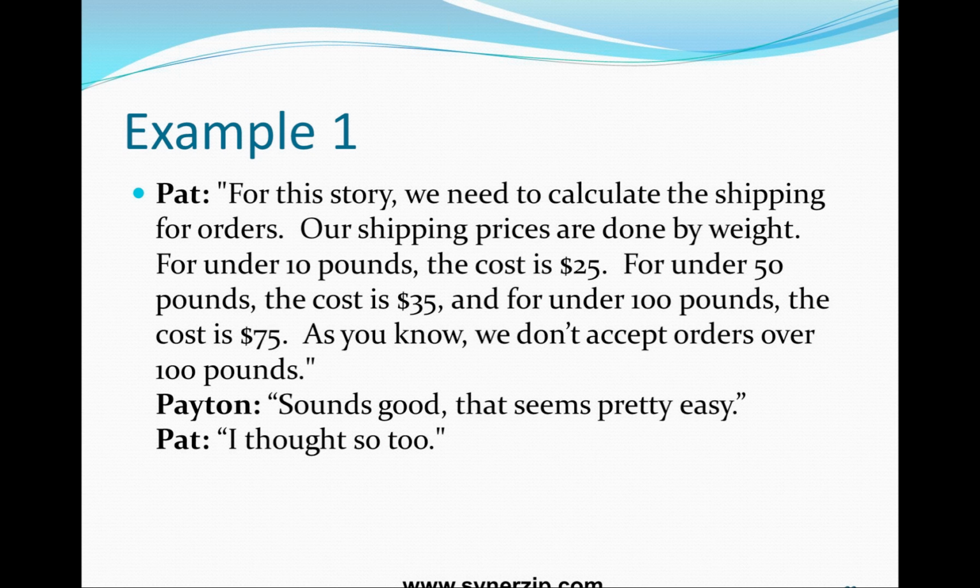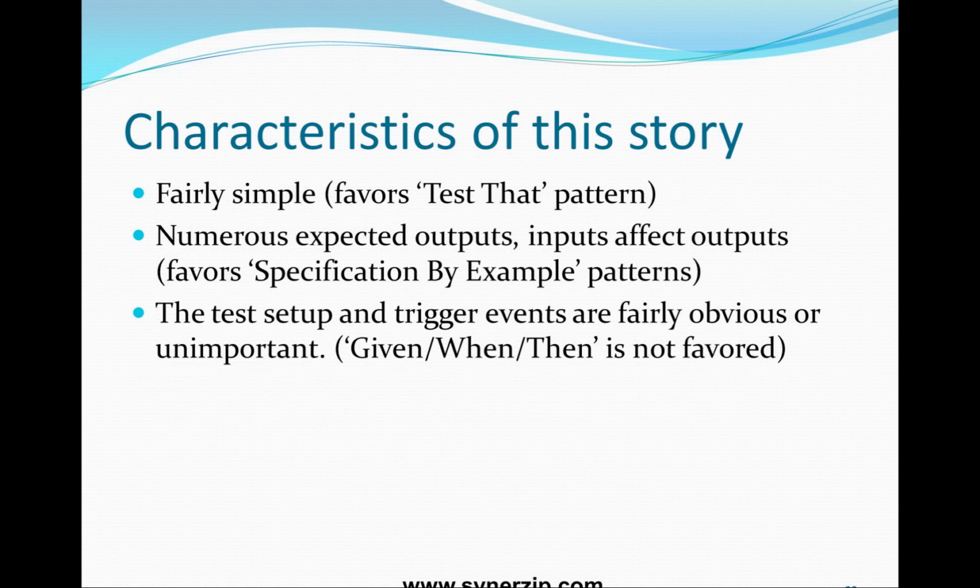Maybe there is quite a bit of work to set up an order that has a certain weight, but everybody understands that when we get to the point where we're going to do shipping costs, the order has to be a certain weight, and we use that weight to calculate shipping costs. So that's something the team already understands and already knows, right? In this case, because the story is fairly simple, it favors the test that pattern. I'm not saying that's the pattern you should always use. I'm just saying it favors that pattern.